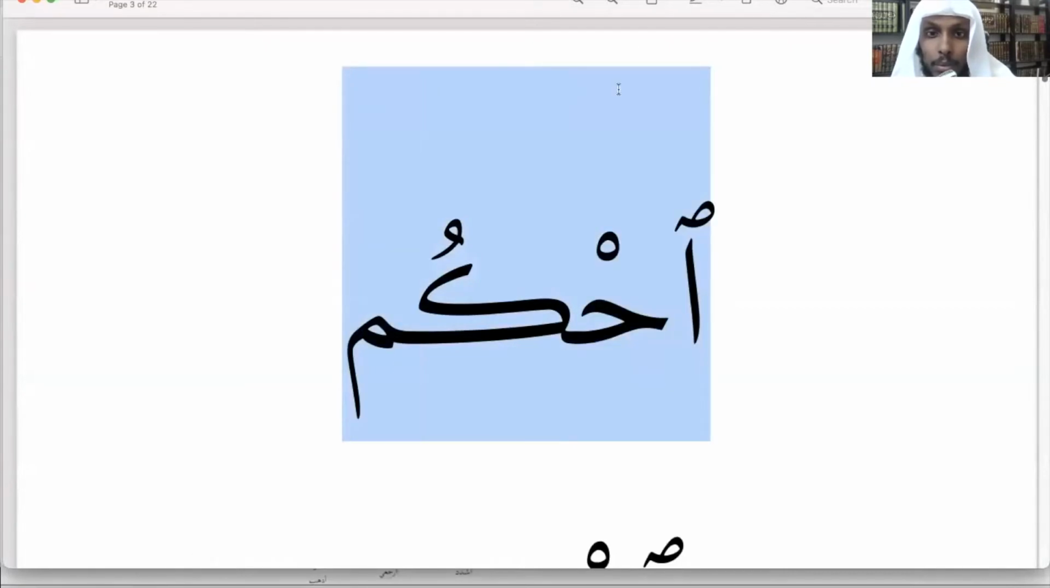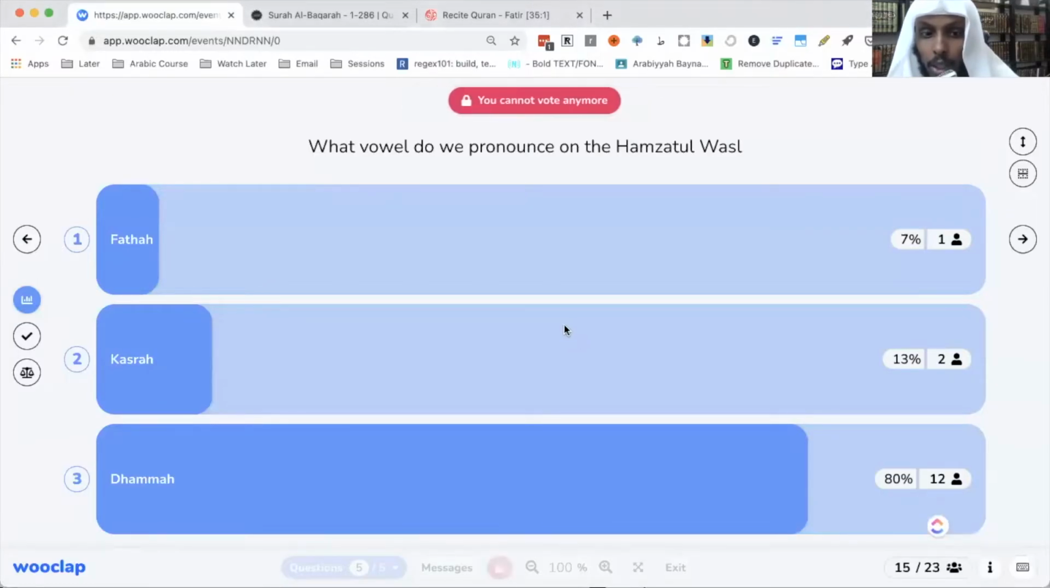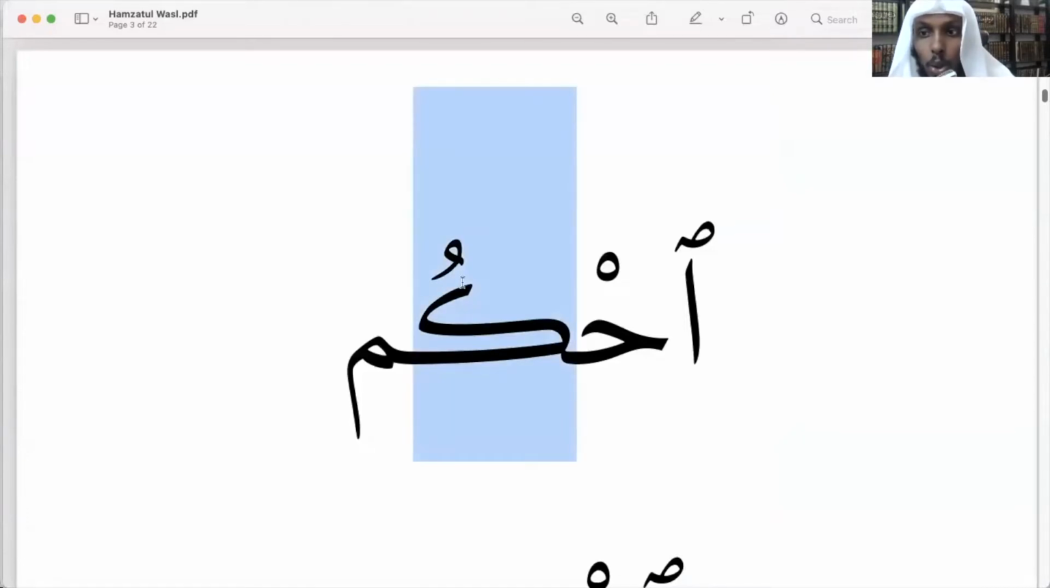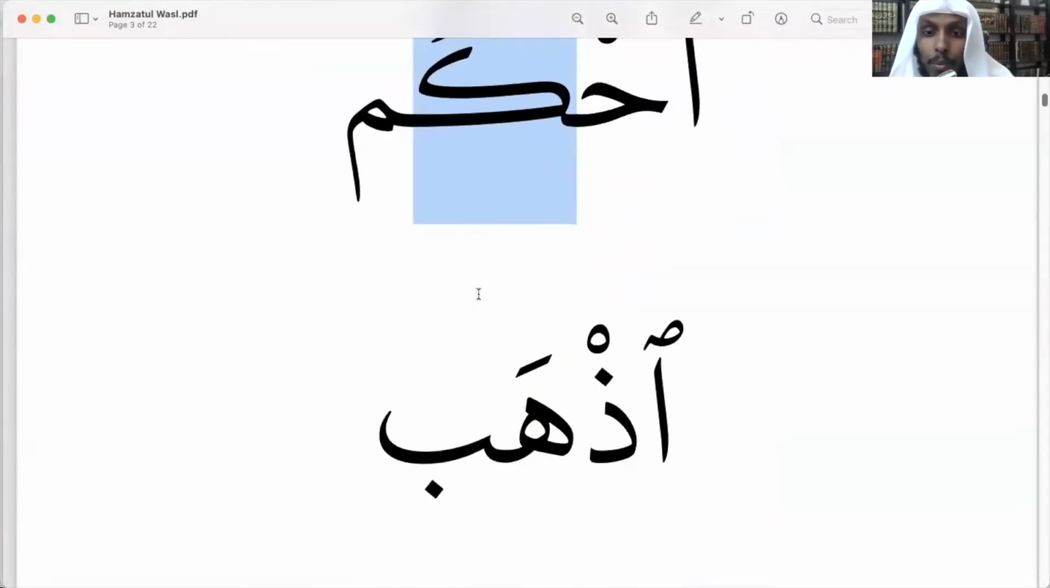This word over here. What do we pronounce for this word? Fatha, kasra, or dhamma? The question is up on Wooclap. Okay, once again we have some differences here. One person said fatha. No, it's not fatha. One person said kasra. No. The correct answer is dhamma. Why is that the case? Because the third letter is dhamma. Uhkum. Okay? Another example.